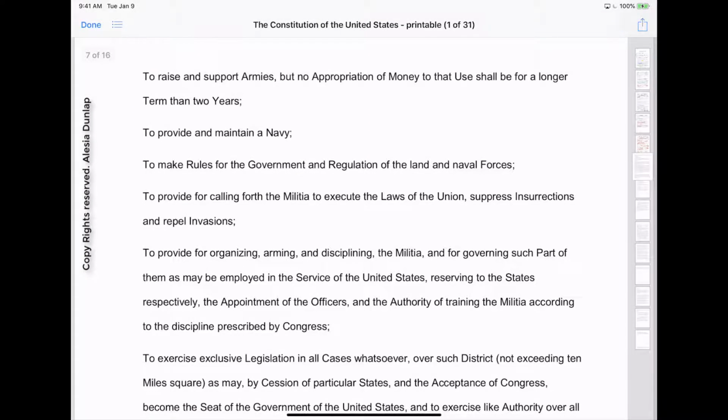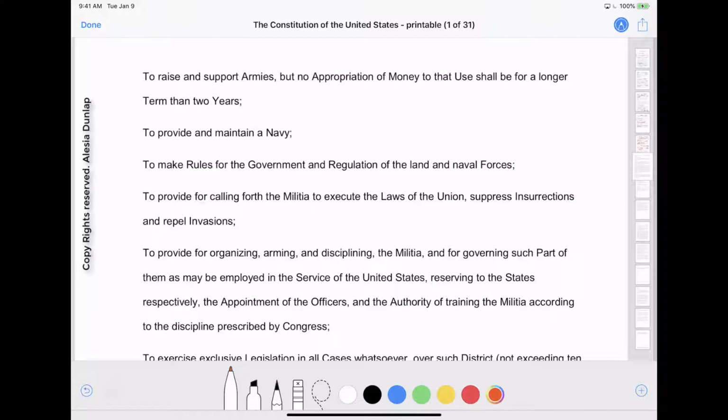Moving on. They can fund an army, but can't give money to the army for more than a 2-year period without reevaluation. So every 2 years, they have to figure out how much money a particular branch of the military needs to continue their work. Congress can create and maintain a navy. Pretty straightforward. Congress can make rules to run and regulate the army. You gotta regulate the army.